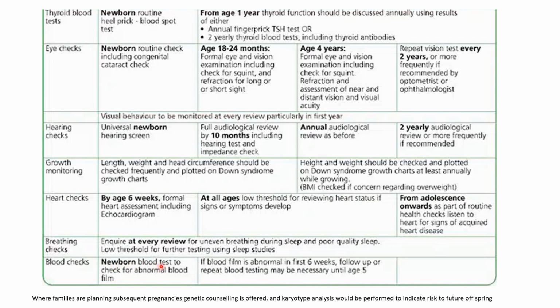So newborn blood test to check for abnormal blood film. So if the blood film is abnormal in the first 6 weeks, follow up or repeat blood testing may be necessary until age 5. There are instances where families are planning subsequent pregnancies, so genetic counseling is offered, and a karyotype analysis would be performed to indicate risk for future offspring.